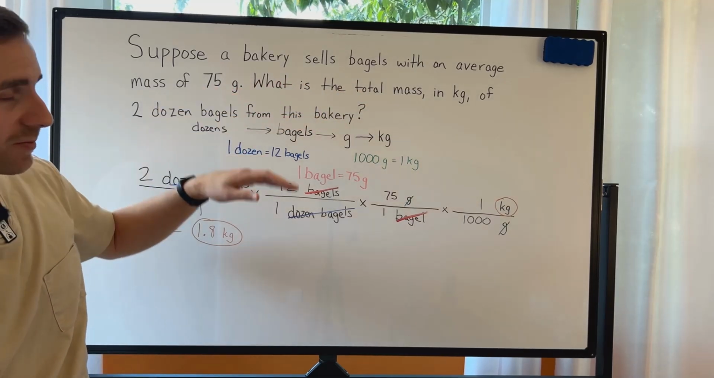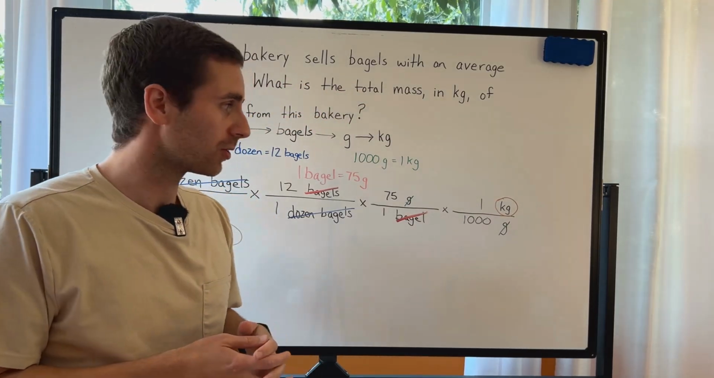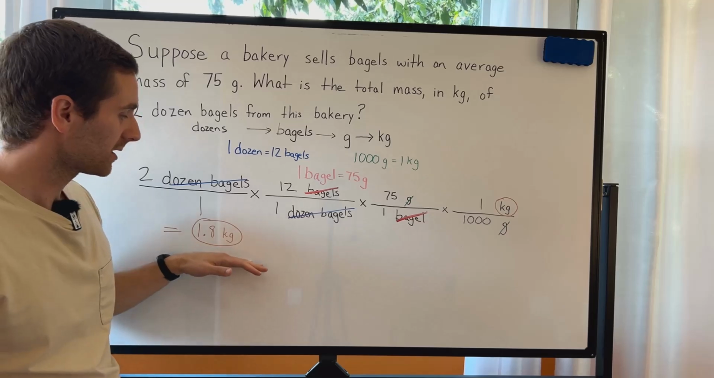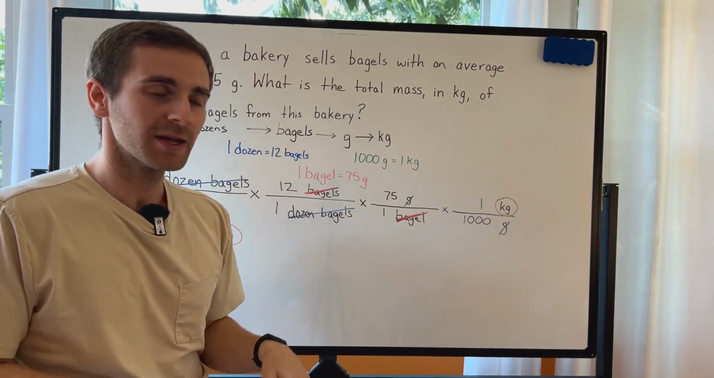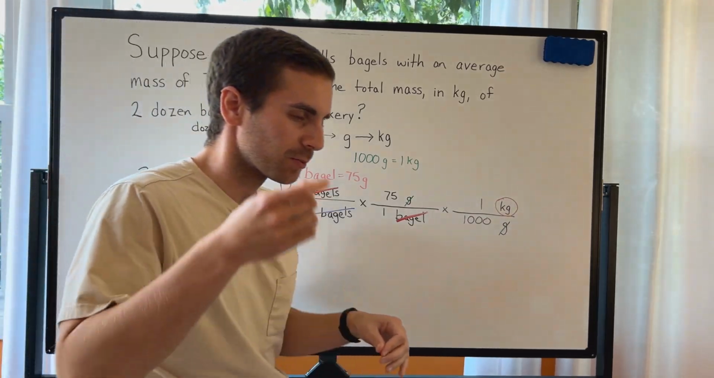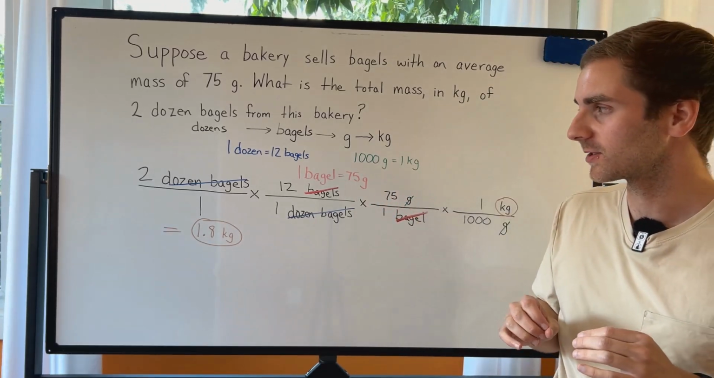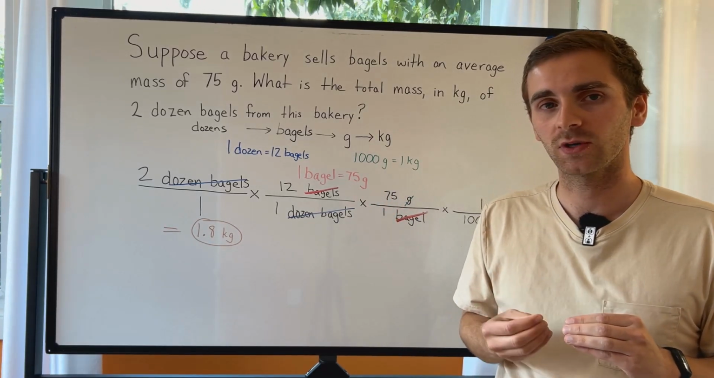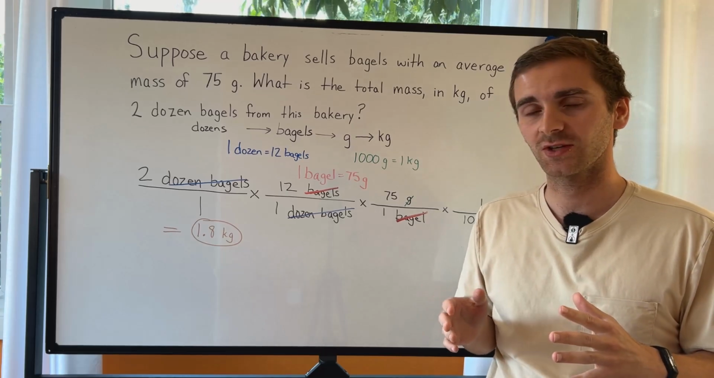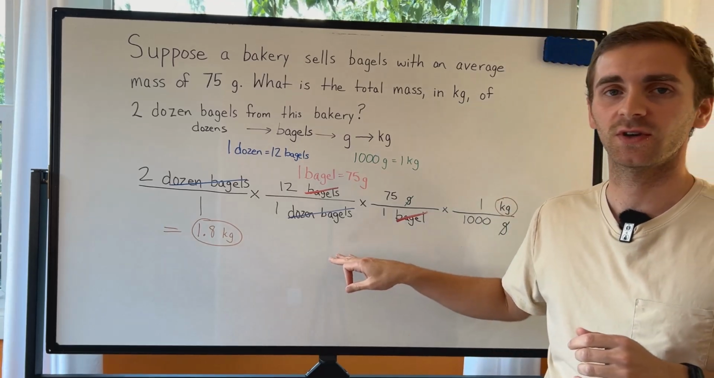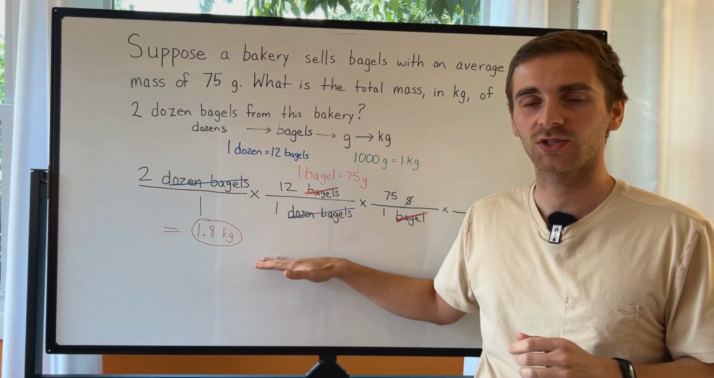1.8 kilograms is the total mass of 2 dozen bagels from this bakery, assuming that they're consistent with this average mass of 75 grams per bagel. Okay, now again, you might say this doesn't seem to have anything to do with chemistry, but this process you need to understand because the process for doing mole conversions, which is one of the most important skills in AP chemistry, is very, very similar to this process that we just did in this problem.